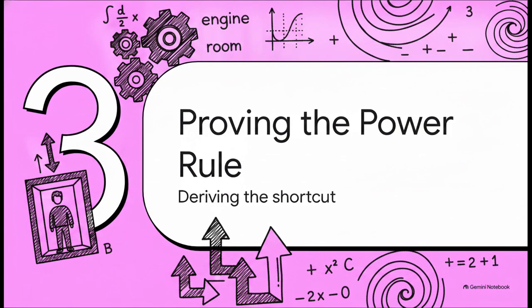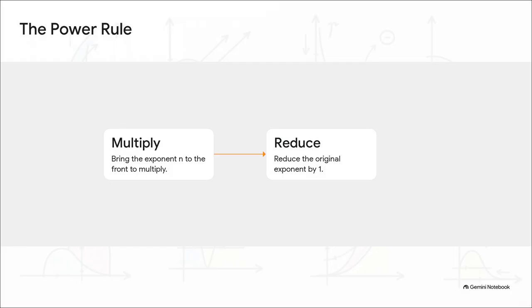All right, part 3, proving the power rule. Time to derive the shortcut. To differentiate a term that looks like a variable raised to a power, we use the famous power rule. It's basically a simple 2-step dance. Step 1, you bring the exponent n down to the front to multiply. Step 2, you just reduce that original exponent by 1.